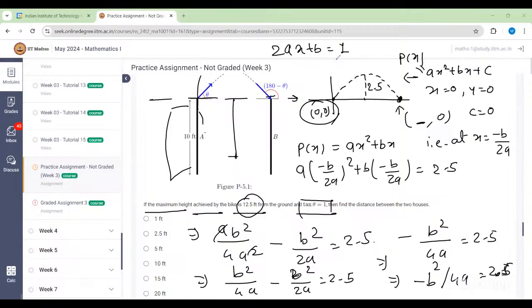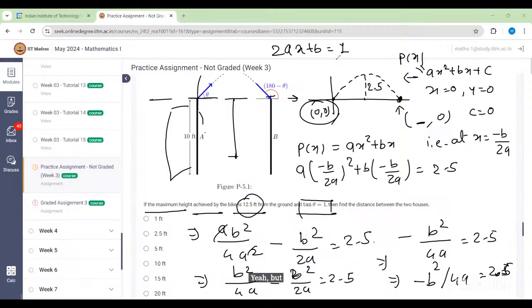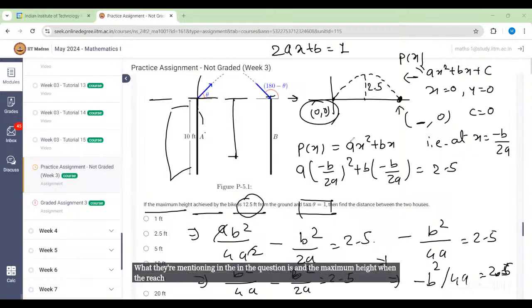Why is this so? tan theta is equal to 1. When tan theta is 1, the height is maximum, right? So when tan theta is 1, x is maximum, at that point, the vertex, the slope is 0, no? The slope is 0, correct. So tan theta will be 0 at that point. What they're mentioning in the question is that the maximum height is reached when tan equals 1.